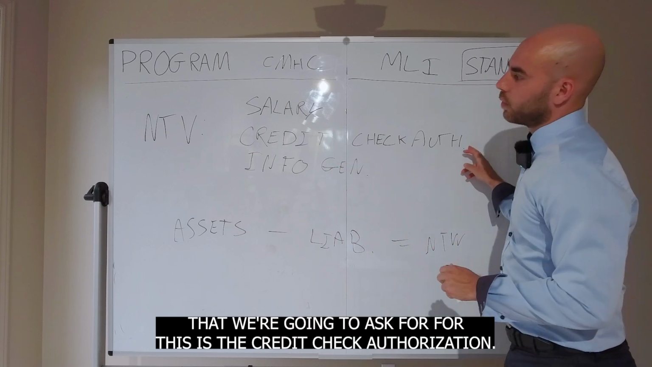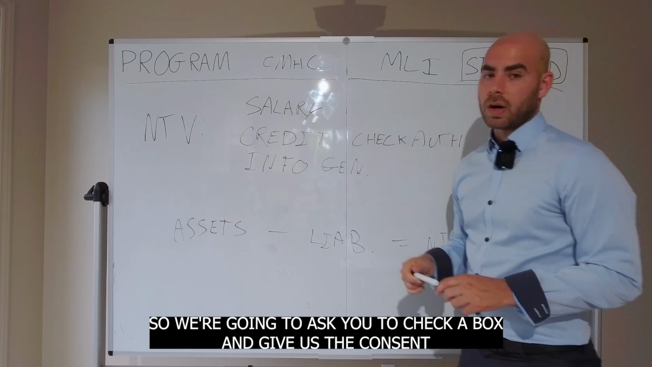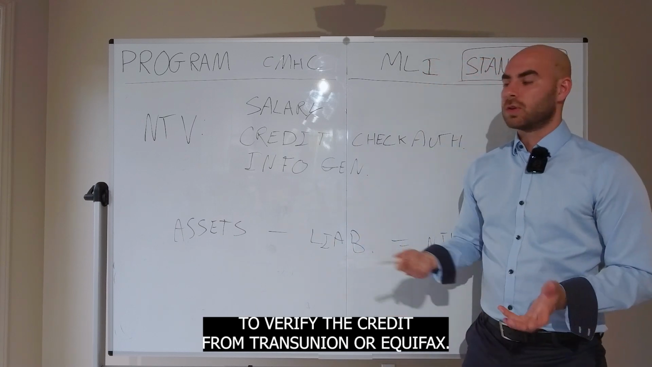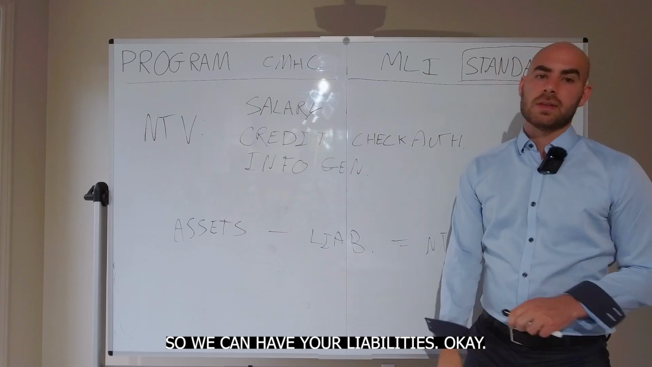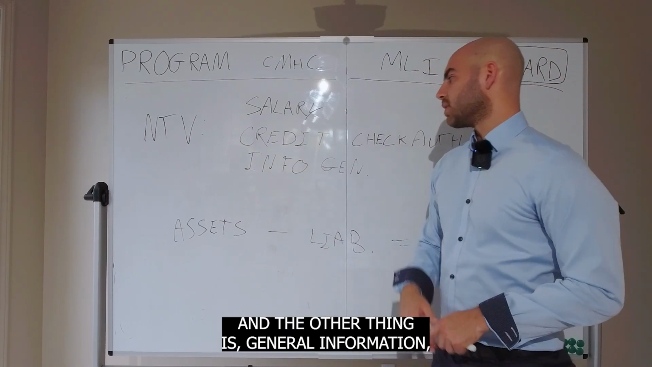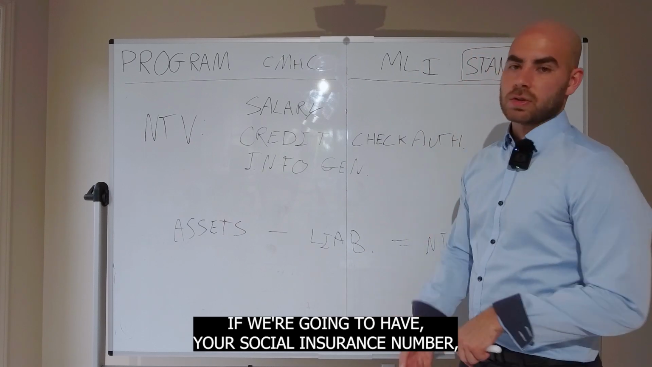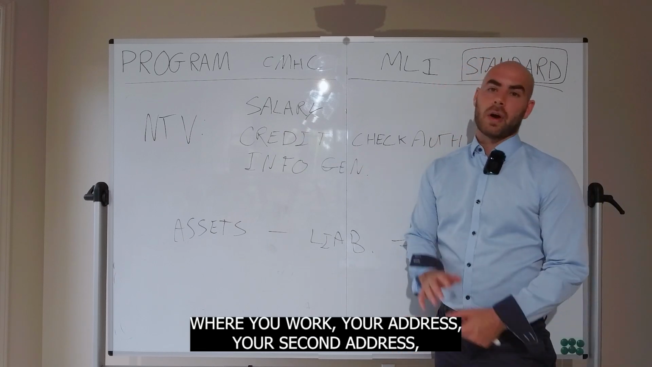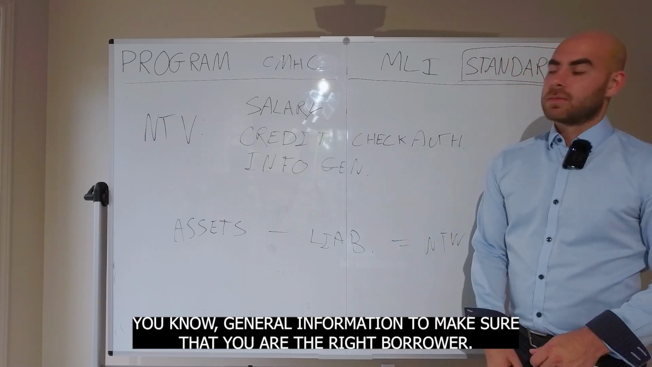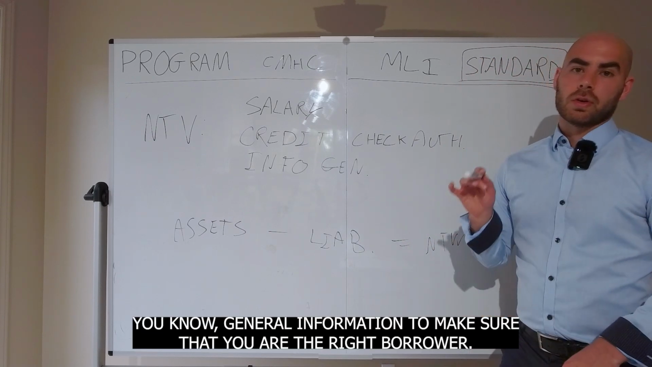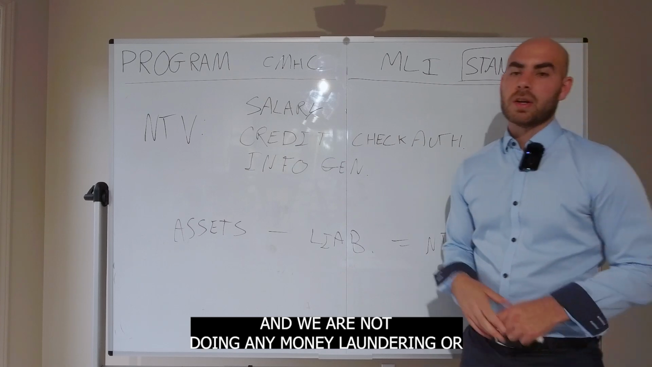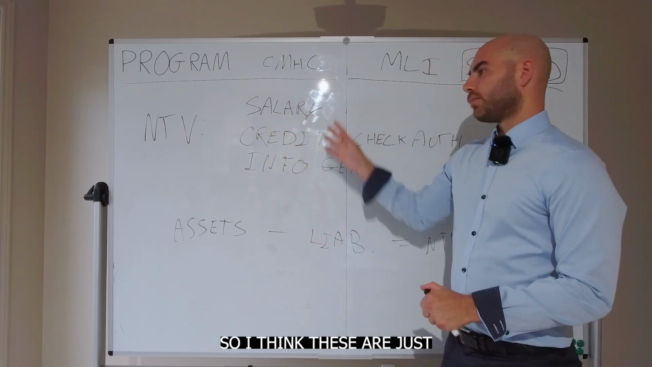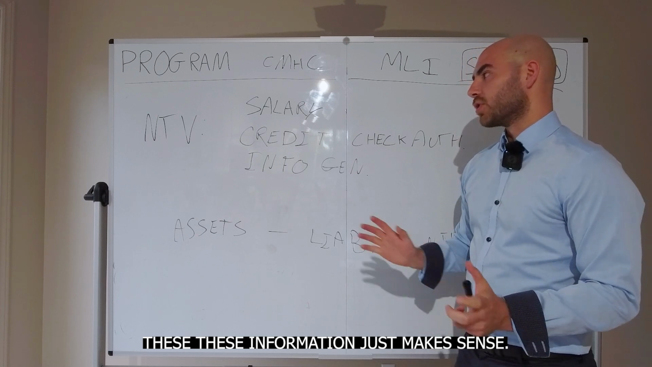The other thing that we're going to ask for is the credit check authorization. So we're going to ask you to check a box and give us the consent to verify your credit from TransUnion or Equifax so we can see your liabilities, okay? And the other thing is general information. So we're going to have your social insurance number, your full name, your date of birth, where you work, your address, your second address, general information to make sure that you are the right borrower and we are not doing any money laundering, or just that we are dealing with the right person. I think this information just makes sense.